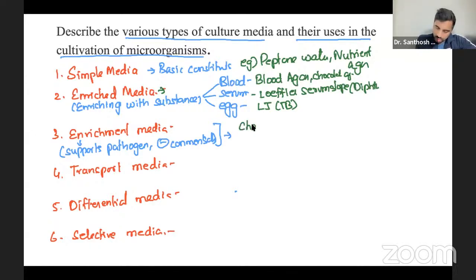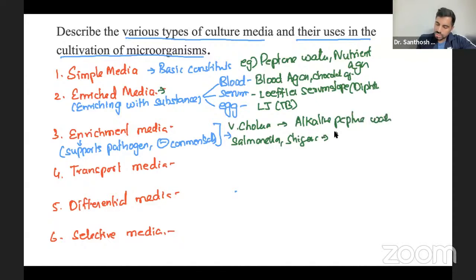For Vibrio cholerae, and also for Salmonella and Shigella. For Vibrio cholerae, we use alkaline peptone water. For Shigella, you can give selenite F broth as enrichment. Selenite F broth is one example. Even tetrathionate, but one is enough. Selenite F broth is enough enrichment.